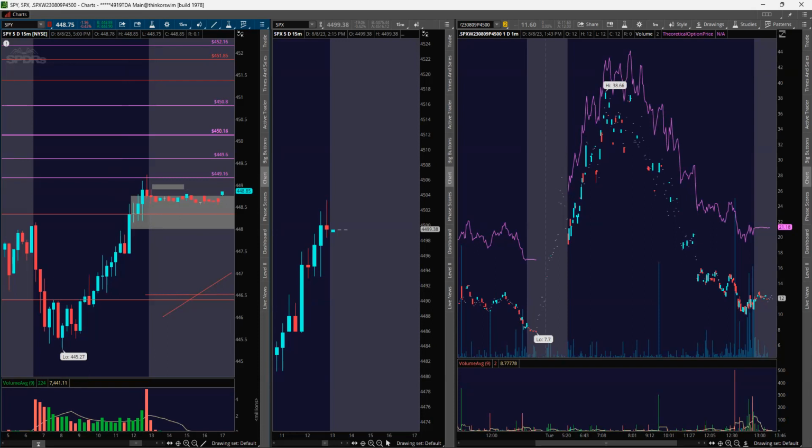So we get 49.90. And then what's the closest strike to that? Well, then we start at 44.90. Then we'd have the 449 strike. So that would be the easy way to do it.